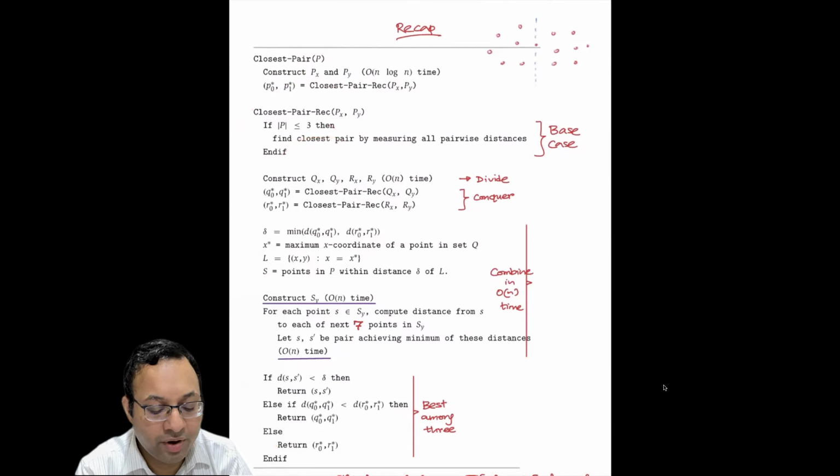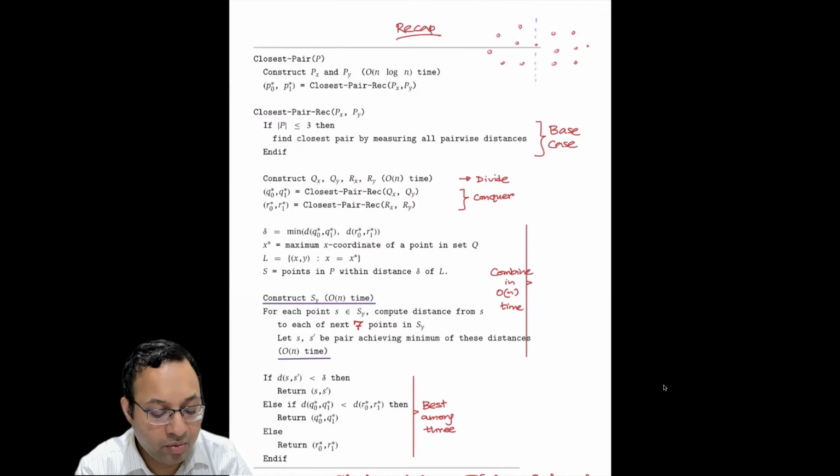Otherwise, we divide and conquer. We divide into two equal parts, here Q and here R, and then we saw last time how to do it in linear time. We create the points in Q sorted by x coordinates, the points in Q sorted by y coordinates, and the same for R. And then we can recursively call the function on Qx, Qy and on Rx, Ry. Then delta is the minimum distance here. So delta is the minimum distance of a pair of points which lie entirely either on the left side or on the right side. Now we have to do the combination.